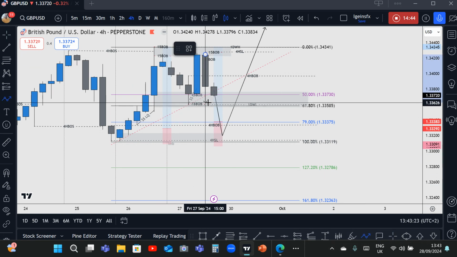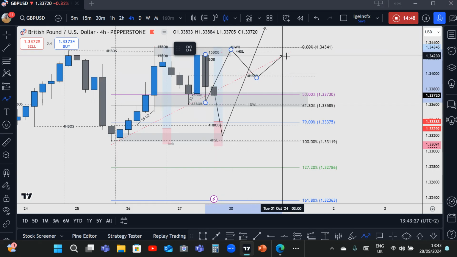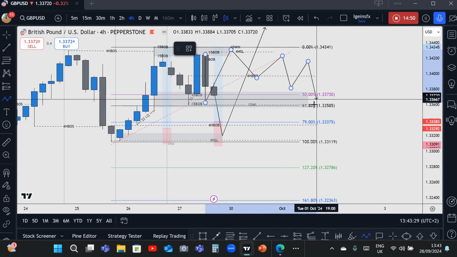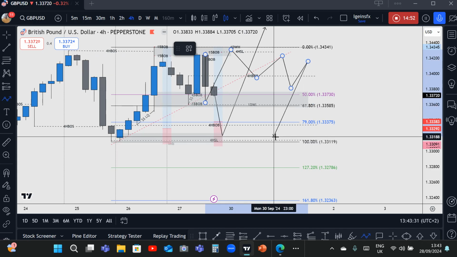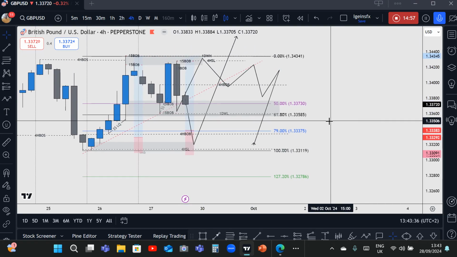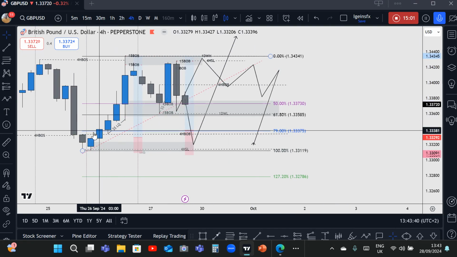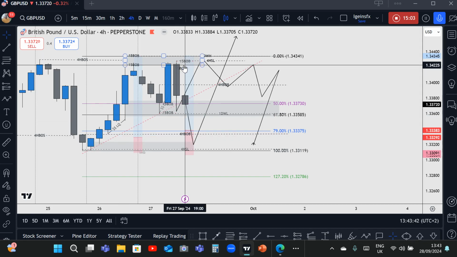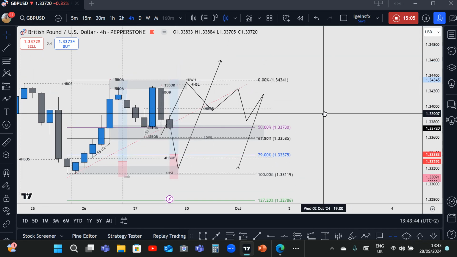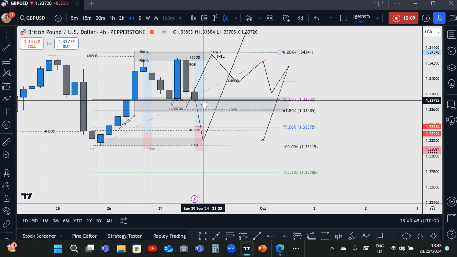Price can turn from here, go back, then move again like that before it finally comes down to tap into this level where the price started from. This is the origin of this move. So we don't control the market. Put an eye on this level.